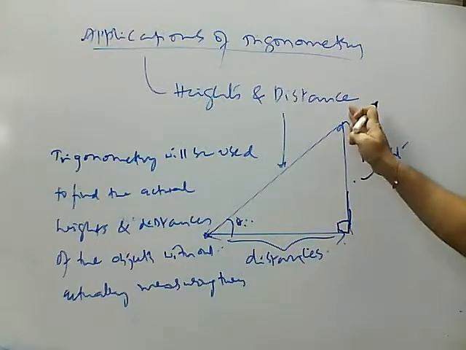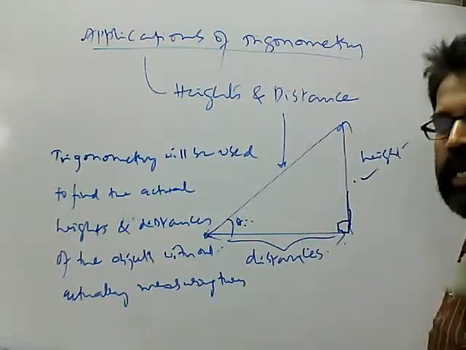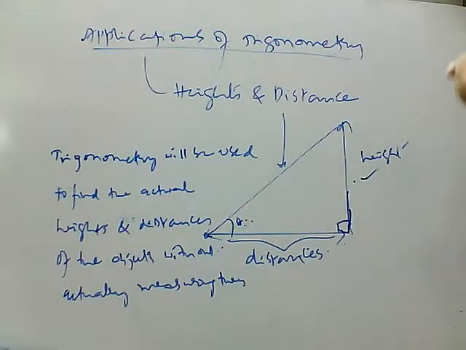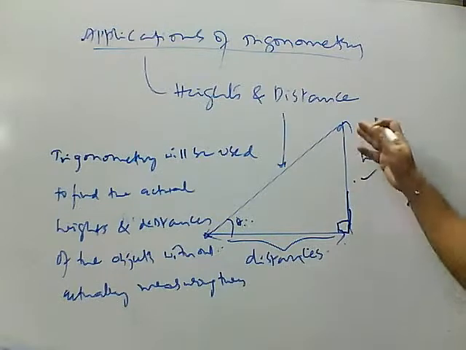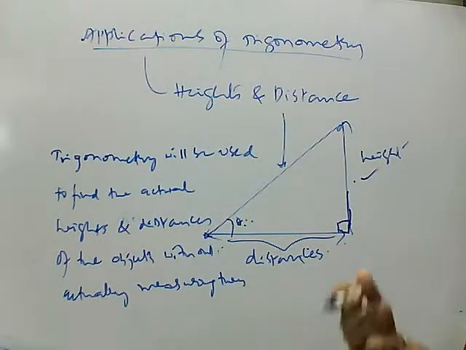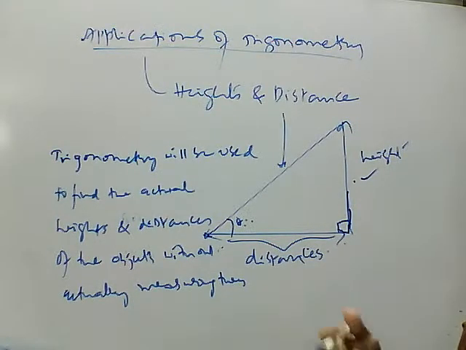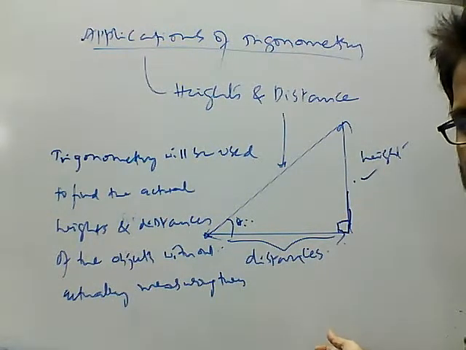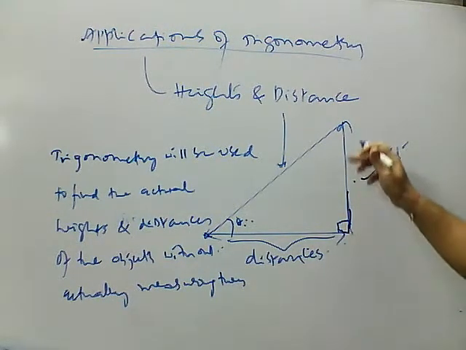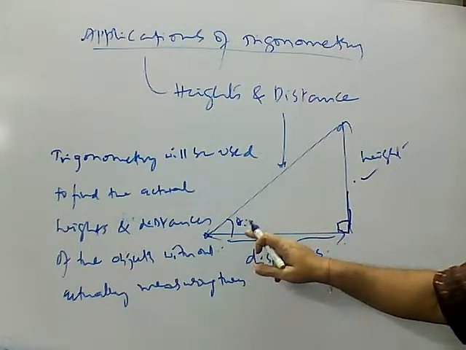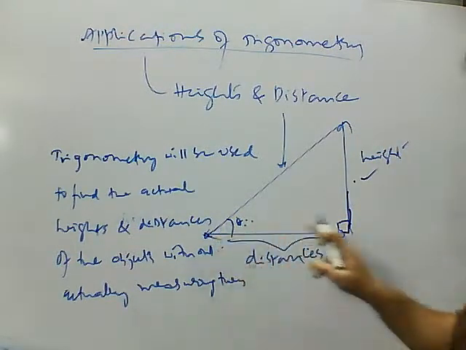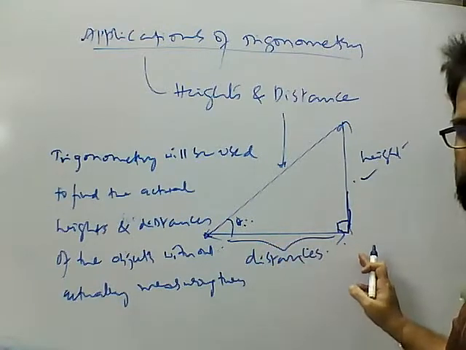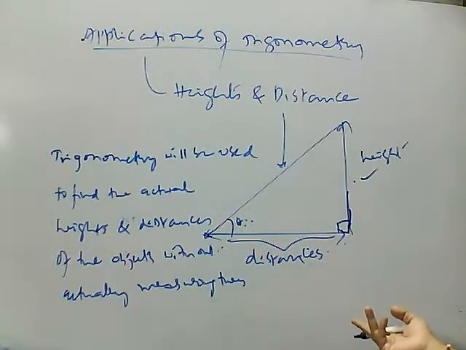Otherwise, you have to actually go on top of the tower and use a thread, wire, scale, rope or tape. If it is more than 500 meters or 1000 meters, how is it possible? So it is difficult to physically measure the height. Suppose you know the height and you know the angle, then you can find how much distance you are from the foot of the object. That is called the distance. That also can be found by using trigonometry.